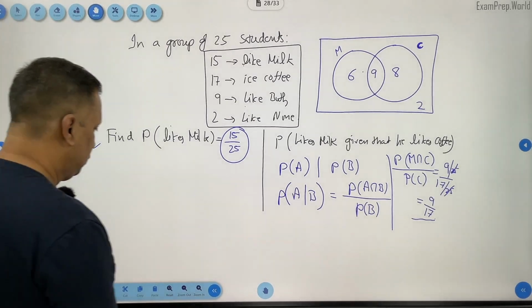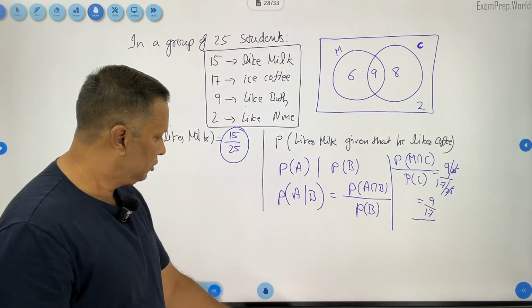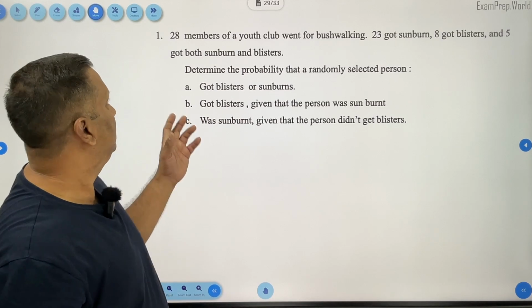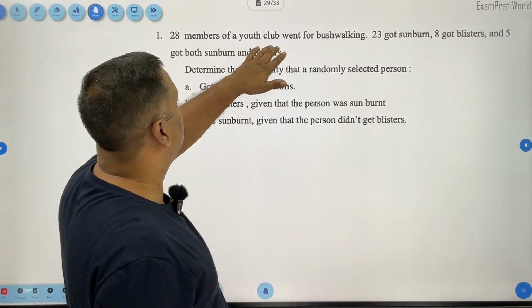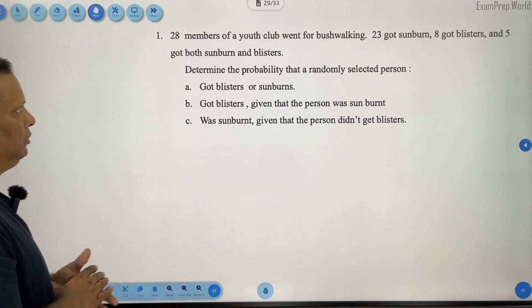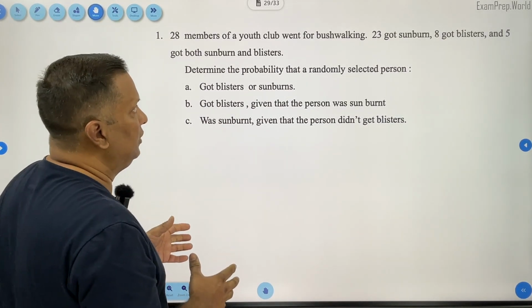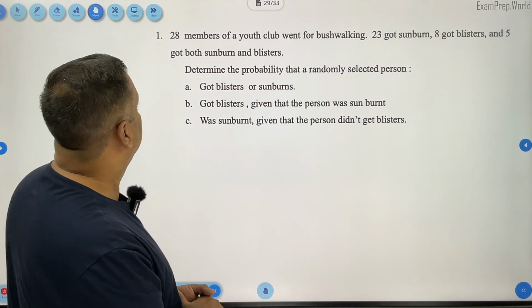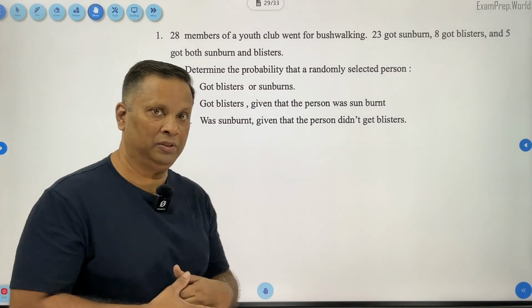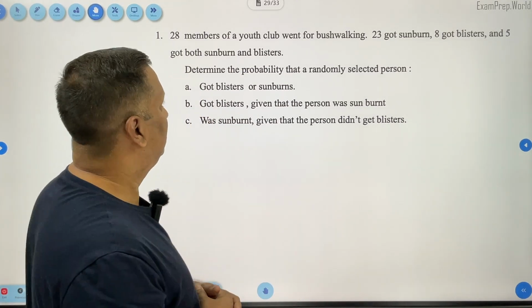Done, kids? So let's do some questions from our website. This is the first question which I collected. There are 28 members of a youth club who went for bushwalking. Read the question. Total is 28. 23 of them got sunburn. 8 got blisters. 5 got both of them. Very weak kids. Or not very cautious, right?